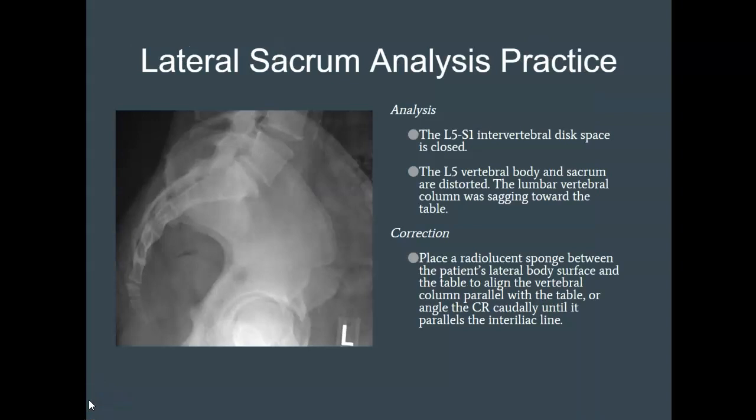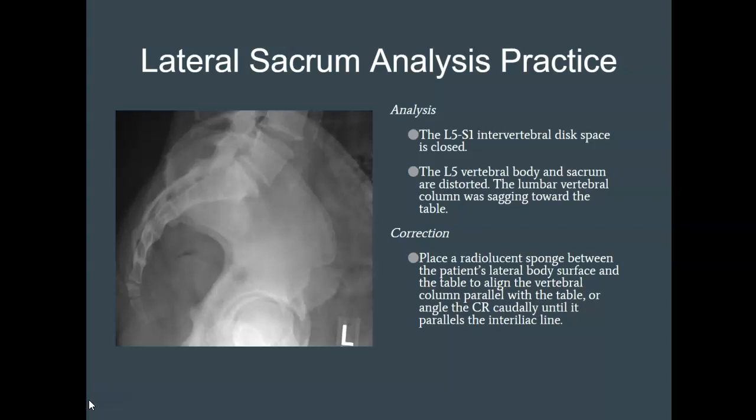So let's review this practice analysis. First things first, we always want to ask ourselves, do we have all the anatomy within the image? And we do. Definitely could collimate it and align our two-part IR better, but we didn't take this projection. So that being said, while conducting this analysis, you can see that the L5-S1 disc space is closed. I believe the intervertebral foramen is closed as well.